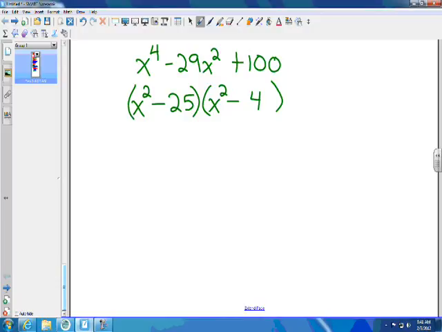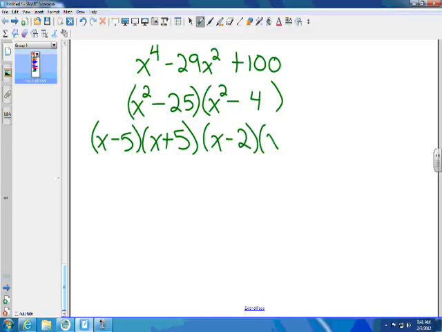The sum or difference stuff. Is that a difference? So this is a difference of 2 perfect squares, so what would we split that up to be? x minus 5 and x plus 5. How about that other one? x minus 2 and x plus 2.